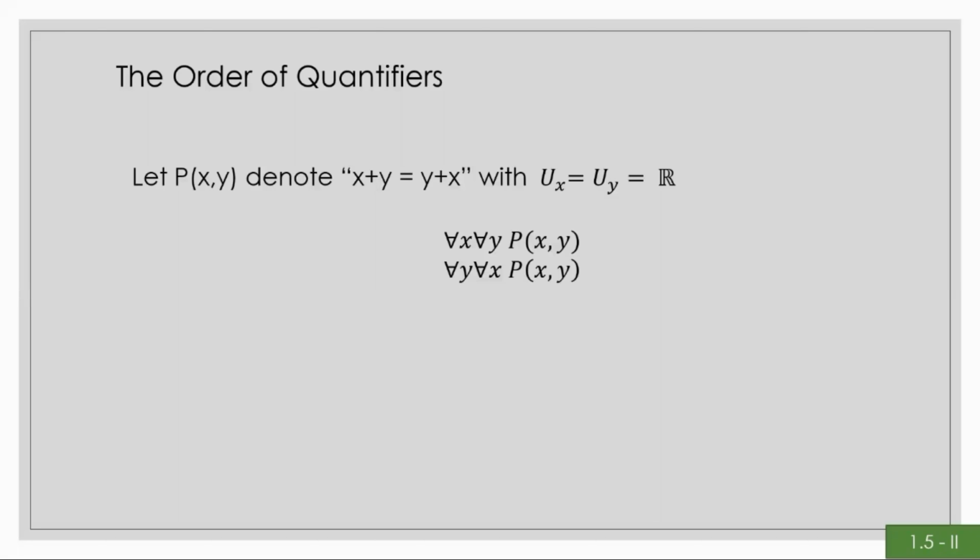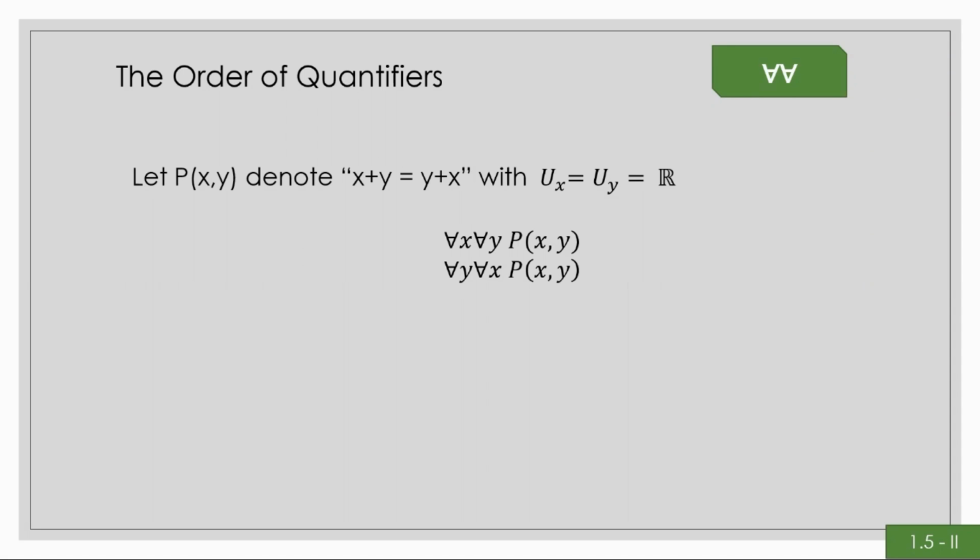So what we want to dive into then is the order of these quantifiers, because there is some significance about the order that we're going to put them in. The first one we're going to look at here is when you have a case where it's all in all. Let P of x,y denote x plus y equals y plus x with a domain all real numbers for both of them. This is the example we just saw.